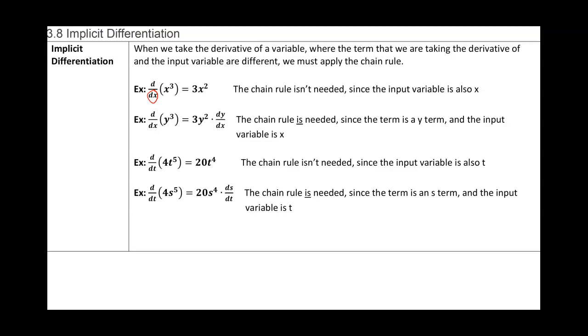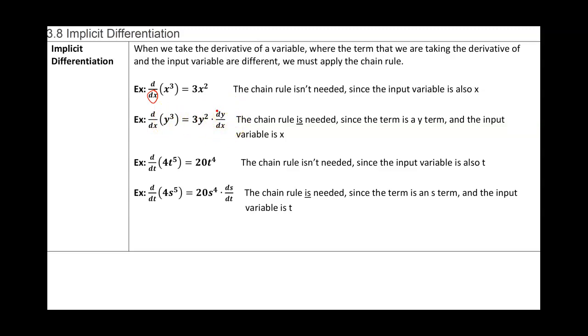Now, in the second example, the input variable is x. We're taking the derivative with respect to x, and the term is y cubed. When we take the derivative with respect to x of a different variable, so the input variable and the term are different, then we do apply the power rule of derivatives. So 3 comes down, we have 3y squared, but we do need the chain rule, and we have a dy/dx left over. Once again, because we're taking the derivative with respect to x of y cubed. Whenever the input variable and the term are different, we're always going to get a dy/dx.